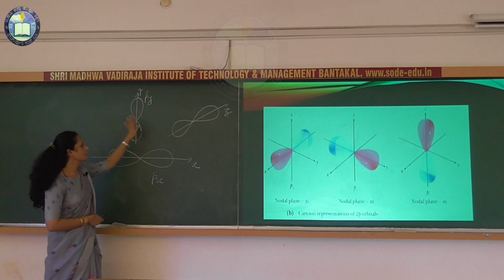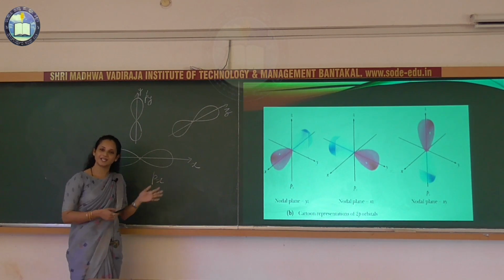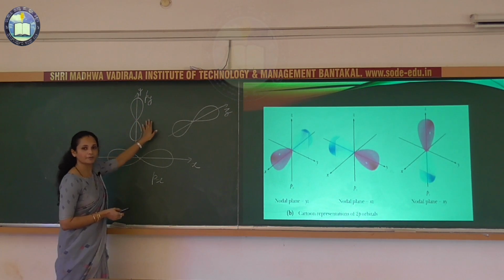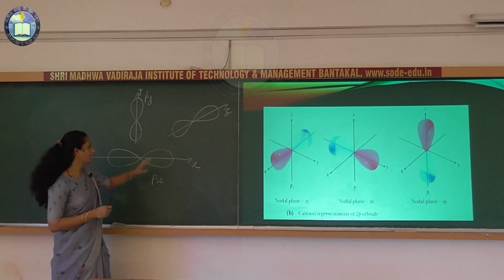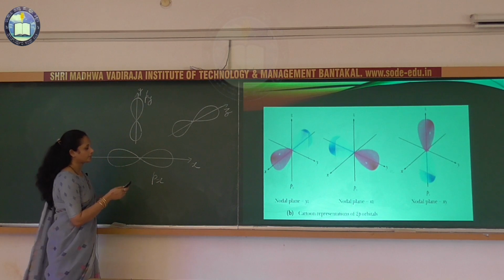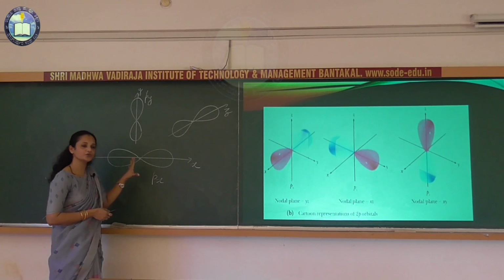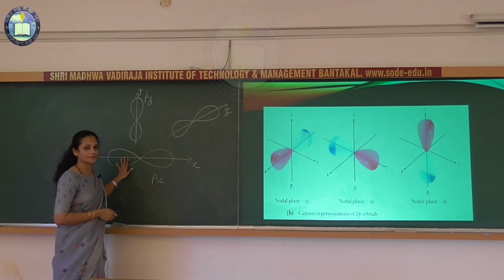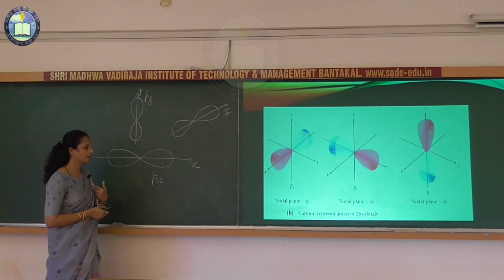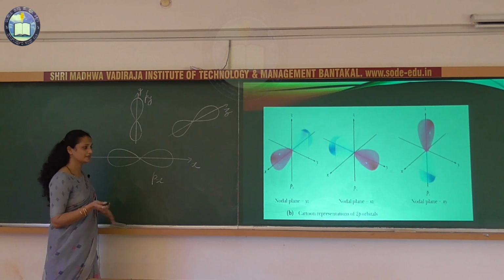The energy is the same, the shape is the same, the size is the same, but the difference is the direction of orientation. What is orientation? In Px the lobes are oriented on the x axis, in Py the lobes are oriented on the y axis, and Pz means lobes oriented on the z axis. There is a difference. So a question may come: draw the shape of Px or Py or Pz. Whichever they ask, you have to draw the axis and show the lobes. If you are asked to draw Pz, you can take any axis as z, but you have to mention that it is the z axis, explain, and draw the structure of Pz.